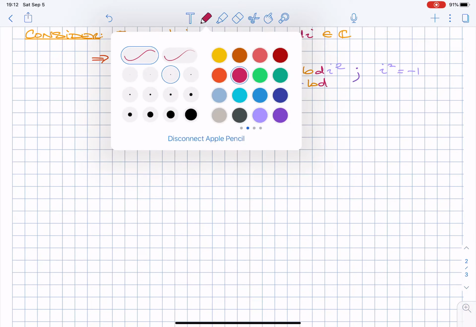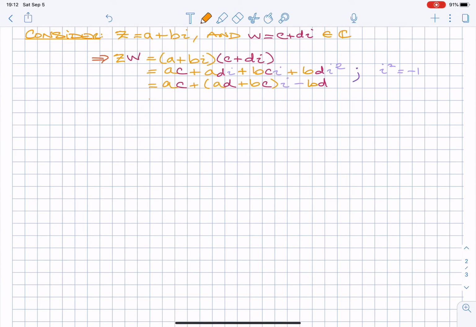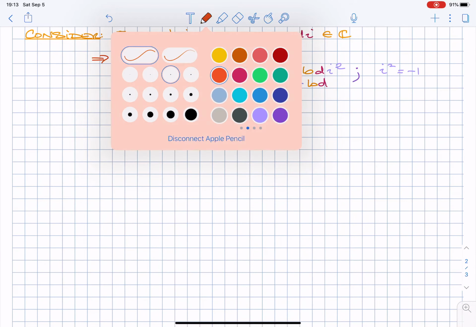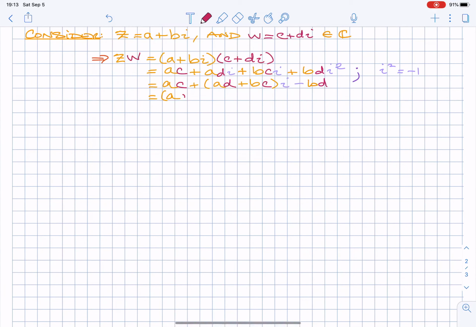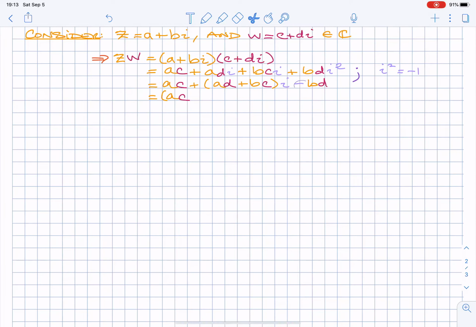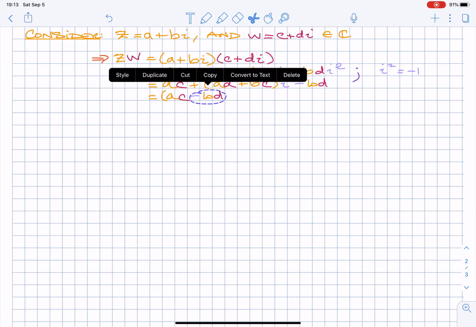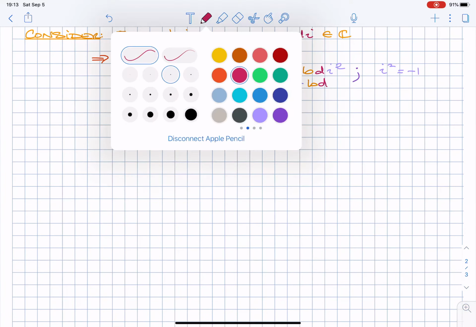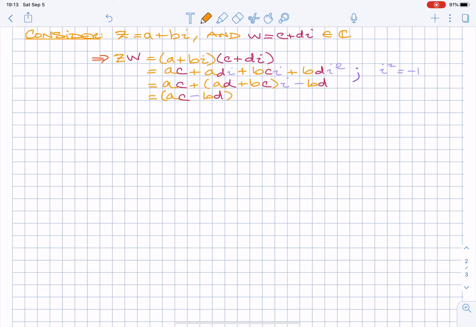Okay, so now I can group AC and the negative BD together, because they're both real now, to which I'm adding the remainder here, which is AD plus BC times i.